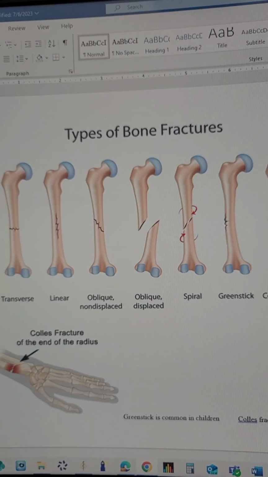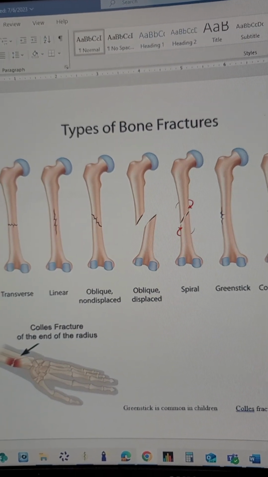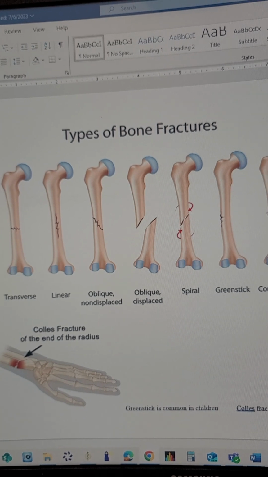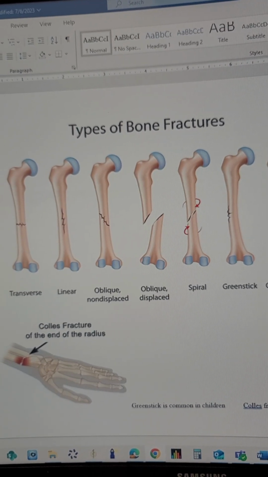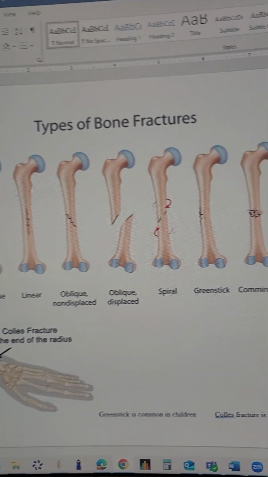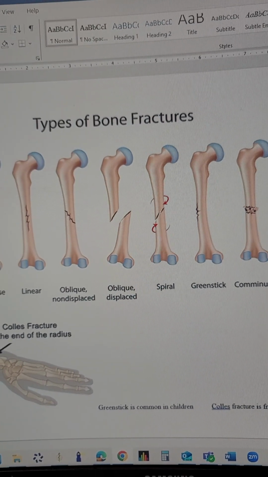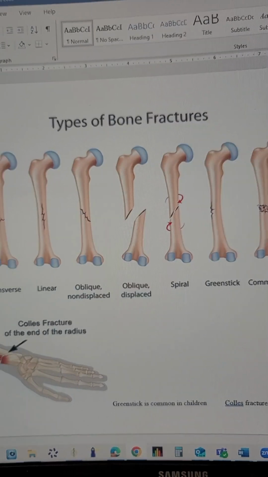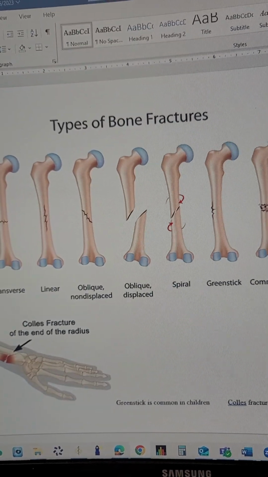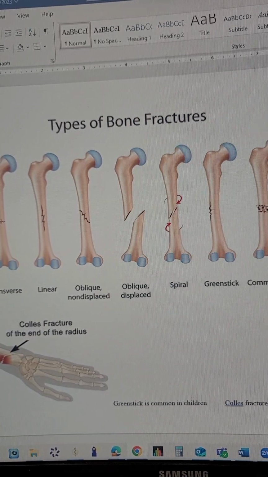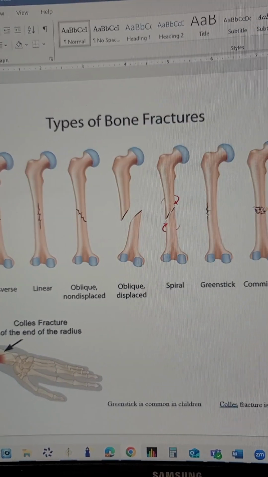Next we have the oblique. That one is the non-displaced, meaning it is broken, but is still technically in the same position that it was before it had the fracture. Next one over, you can see the oblique displaced. So it is the same fracture as the oblique. However, the displaced means that it is no longer in the anatomical position that it was prior to the fracture occurring.